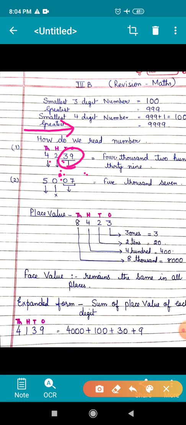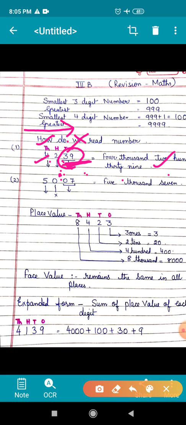As I told you before, we will start reading from the left side. So we will read the first digit and after that the place name. So 4000, after that 200, and we will read these two digits together. Here we will not read the place name. So the answer will be 4239. Let us take the second example.